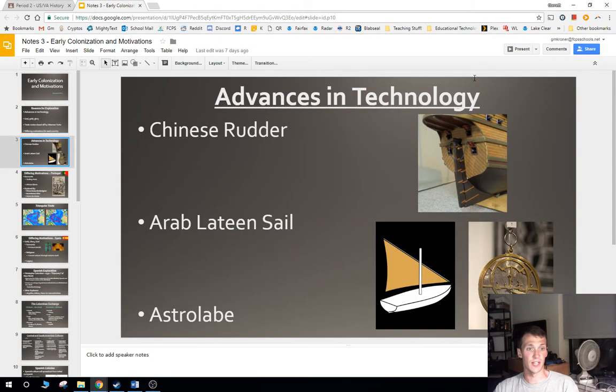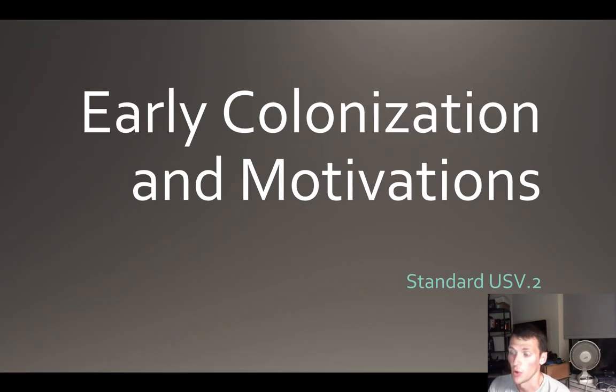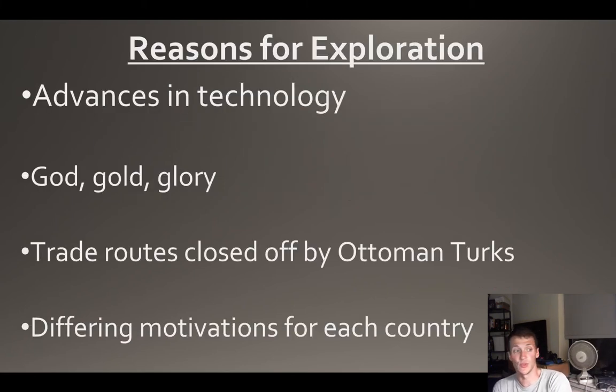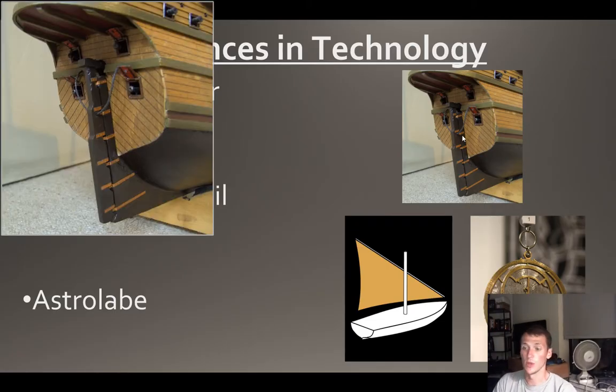Okay, so let's get into the actual discussion here. The early colonization and the motivations of the different countries that are exploring into North America and even Central and South America, and what are they looking for? The reasons come down to advances in technology. You have some major advances, and the big 3 that you need to know start with the Chinese rudder. If you have this rudder in the back of the ship, the way you orient it will be able to steer the ship.